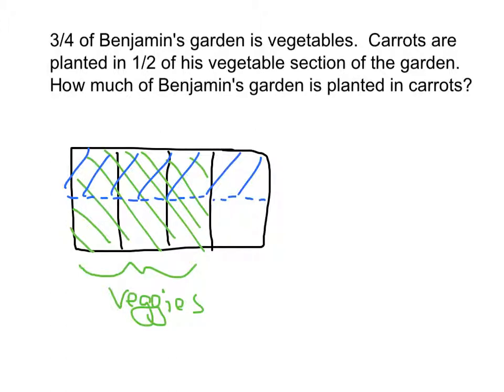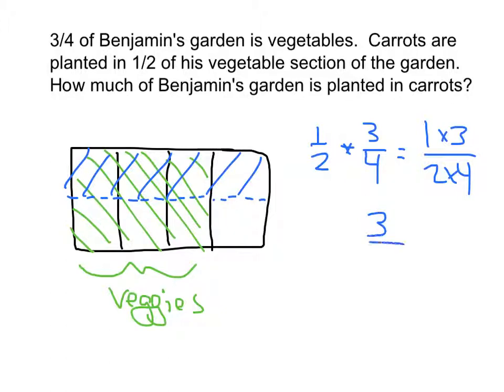Well, we can do this arithmetically. We have 1/2 of 3/4 of the garden is 1 times 3 over 2 times 4. And 1 times 3 is 3, 2 times 4 is 8, and I get the same answer. 3/8 of his garden is carrots.